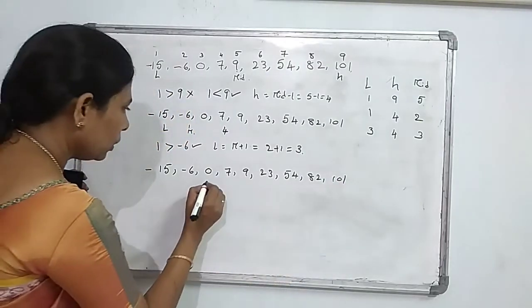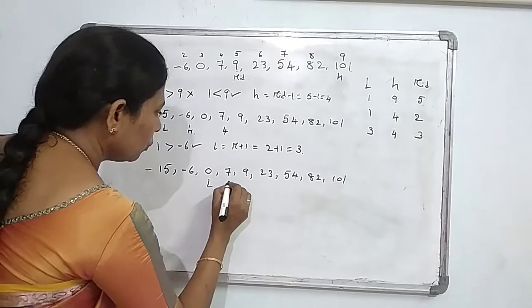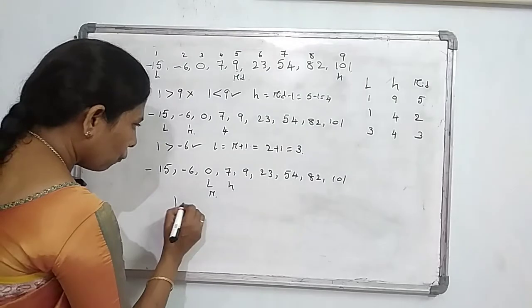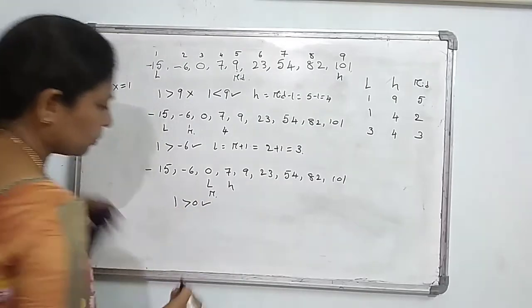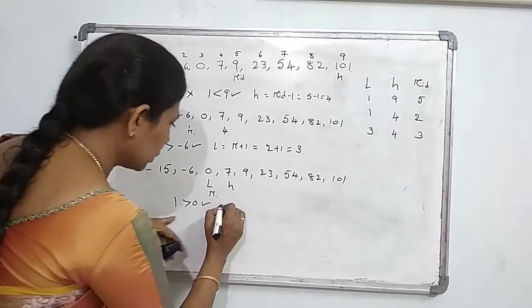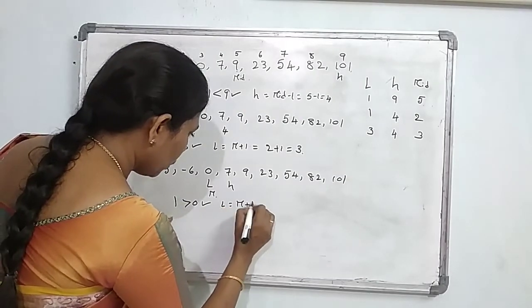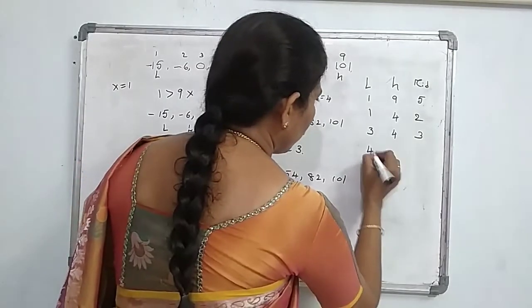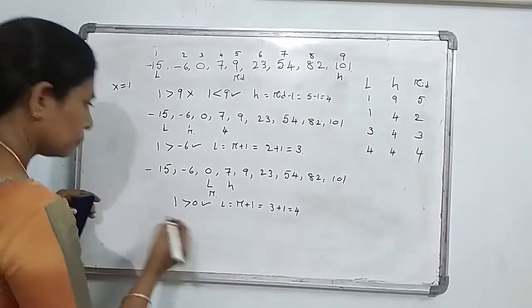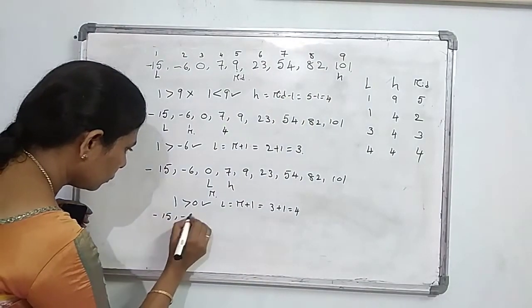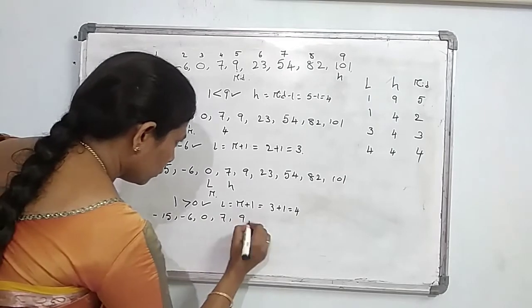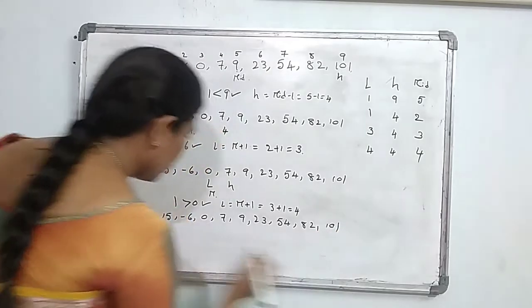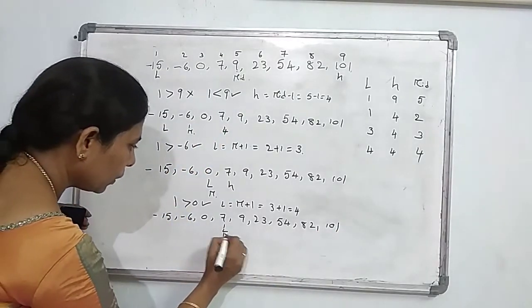So low equal to 3, high equal to 4, mid equal to 3. Now compare 1 greater than 0? Yes. So whenever 1 is greater than 0, again you can change the low value. Low equal to mid plus 1, that equal to 3 plus 1, 4. So 4, 4, 4. So this is the low, mid, high.